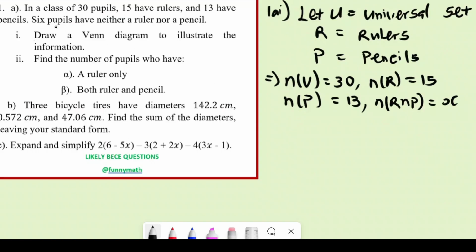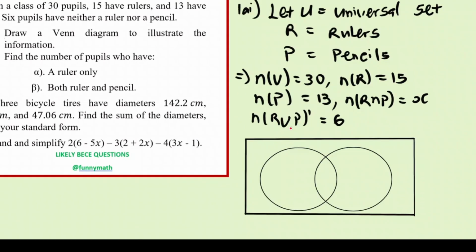The question stated that 6 people have neither a pencil nor a ruler, or a ruler nor a pencil. That means those people are the complement. They are not found in any of the sets, but they are in the class. So that's going to be n of r union p, or complement, and we're going to get 6. They are 6. So don't forget to add that one too. So now let's go ahead and represent the information on a Venn diagram. So now that we have all these informations, we can go ahead and insert them on the Venn diagram. So let's move on.